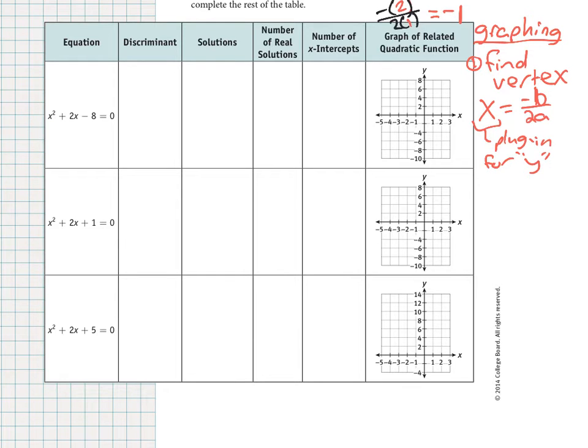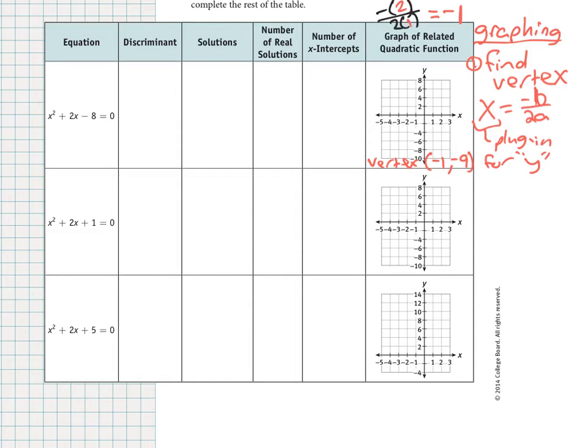So my vertex in my first example is going to be negative 1. How do I find the y value? Go plug in negative 1 into the original function. What's negative 1 squared? 1. What's 1 plus negative 2? Negative 1. And what's negative 1 minus 8? Negative 9. You plug it in, you get negative 9 for that vertex y value.